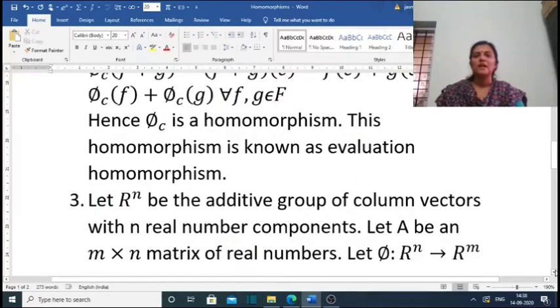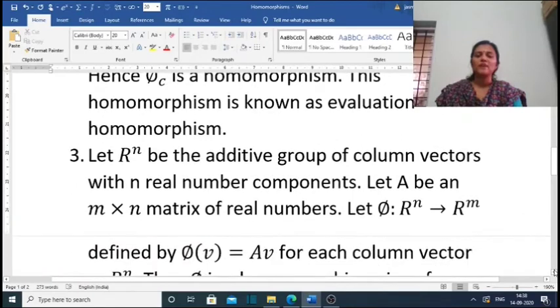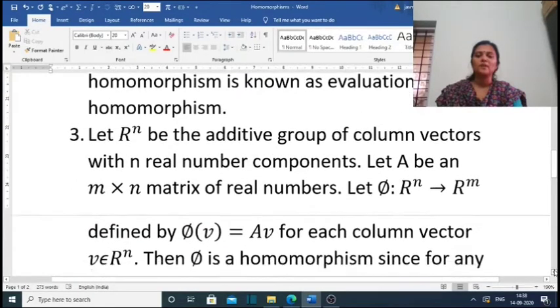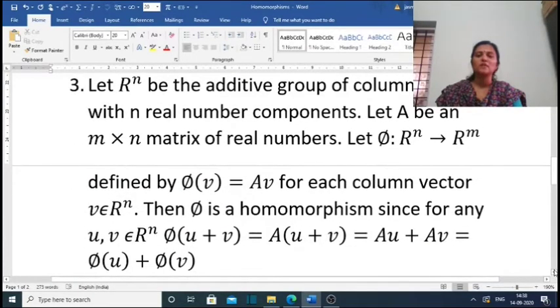The function addition homomorphism. Here we used the identity preserving property first. Function addition. In the next example, let Rn be the additive group of column vectors with n real number components. So there are n elements which are column vectors only. Let A be an m by n matrix of real numbers. Now phi from Rn to Rm is defined by phi of V equal to AV.